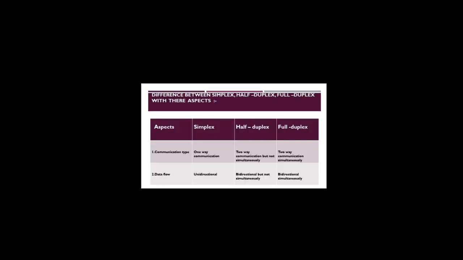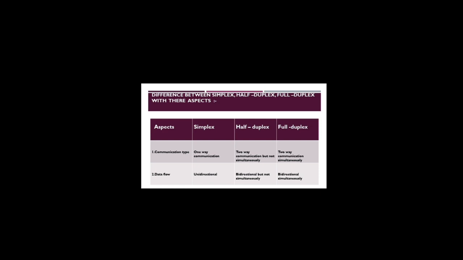So here we will see the difference between simplex, half duplex and full duplex with their aspects. The first aspect is communication type. Communication type of simplex is one-way communication. Communication type of half duplex is two-way communication but not simultaneously. Communication type of full duplex is two-way communication and simultaneous.